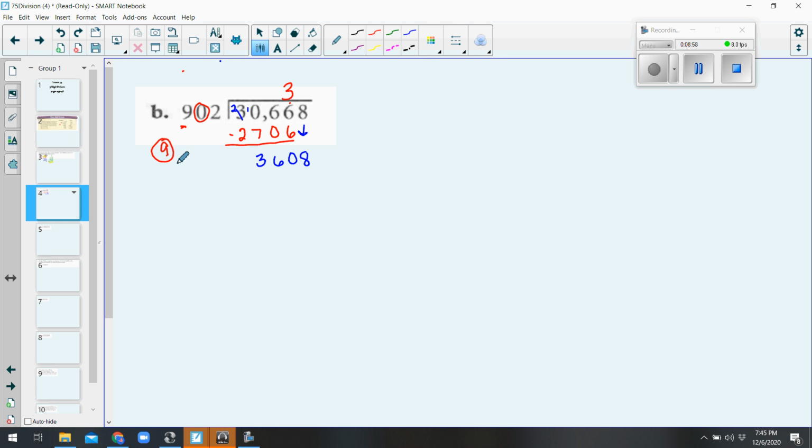Go back to your guessing number 9 and ask yourself, will 9 go into 3? No, it won't. Will 9 go into 36? Yes, it will. It will go 4 times. So I'm guessing that 902 will go into 3,608 4 times, and then multiply through. So 4 times 2 is 8, 4 times 0 is 0, and 4 times 9 is 36. Subtract and I get 0. So my quotient is 34.